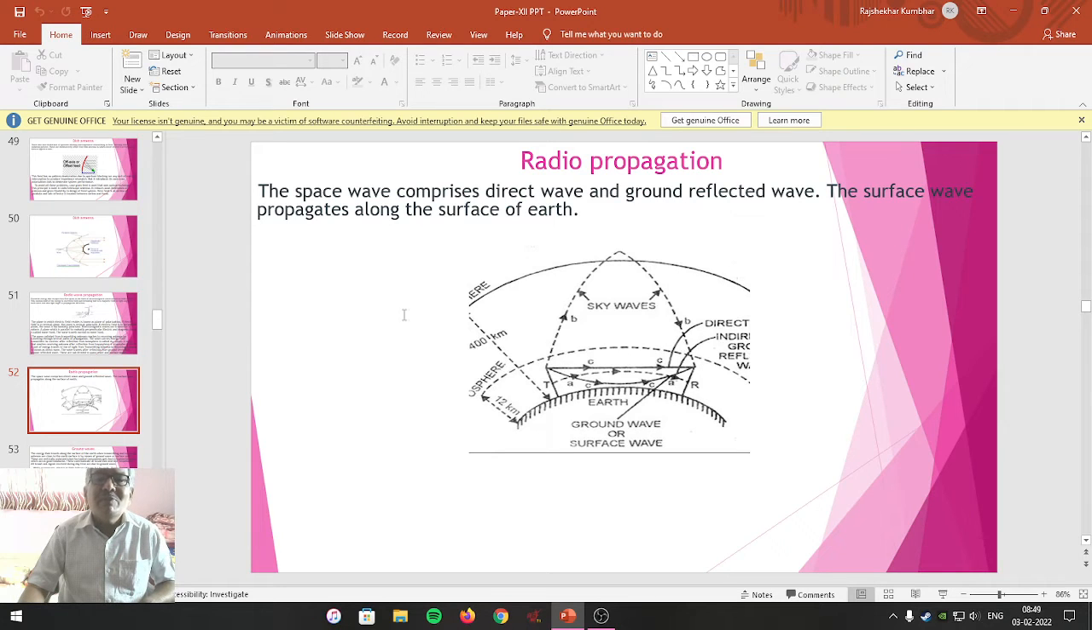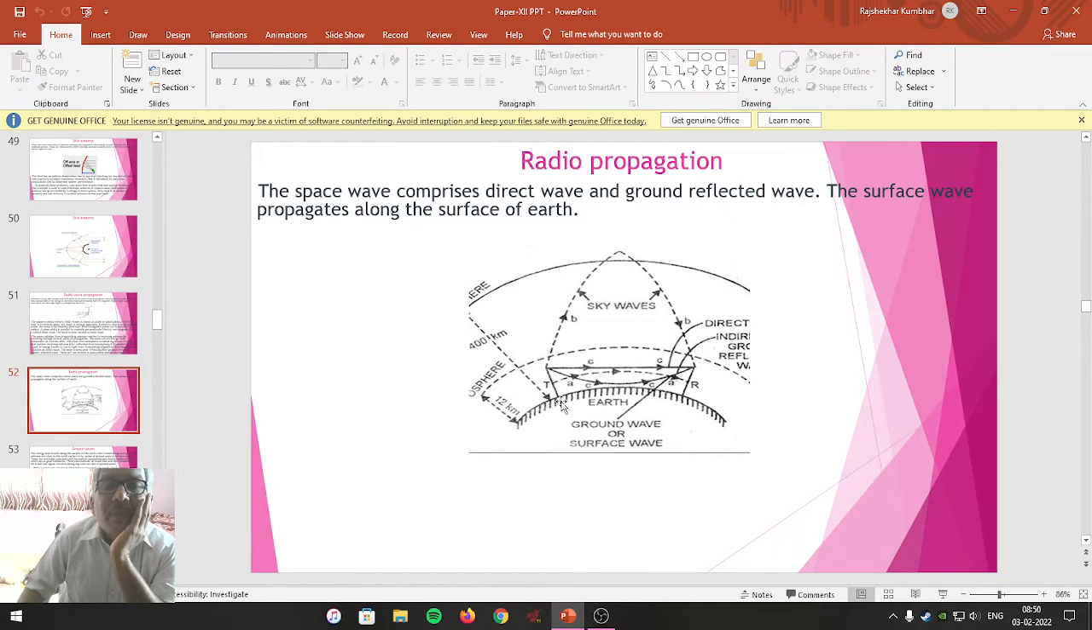All these types of waves are represented in this particular diagram. You look at here. This is the Earth's surface, which is represented by considering its curvature. Let me suppose here is a transmitting antenna that is represented by T. Here is a receiving antenna. In between, the signal is expected to be communicated.